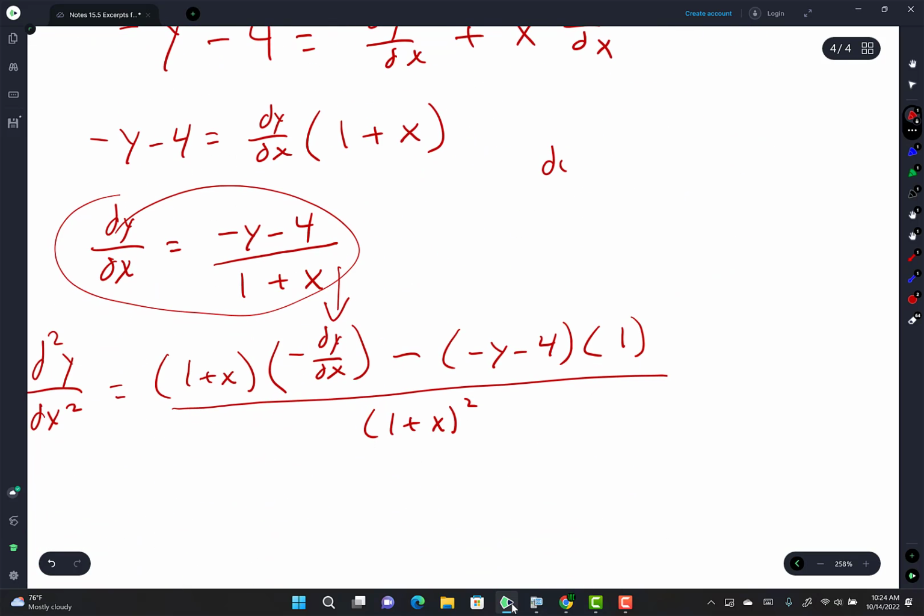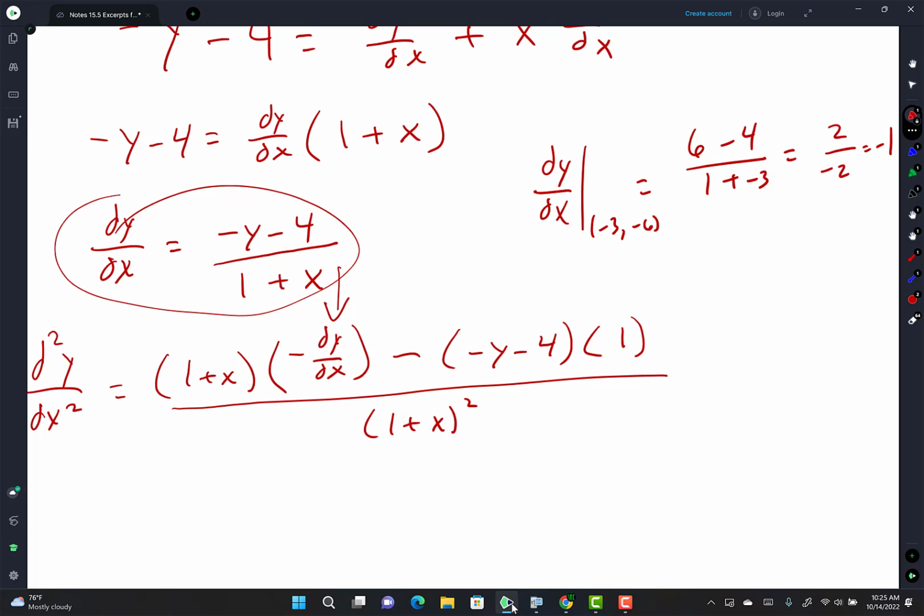So I'm going to write right here on the top, dy dx at negative 3, negative 6 is equal to minus a negative 6, so 6 minus 4 over 1 plus negative 3. So I get 2 over negative 2. So negative 1, is that what you guys get also? I make mistakes, so make sure that I'm right, guys, that we're right. This is for the dy dx. Yeah, negative 6, but it says negative y, right? Negative 6. dy dx at negative 3, negative 6 is equal to negative 1.